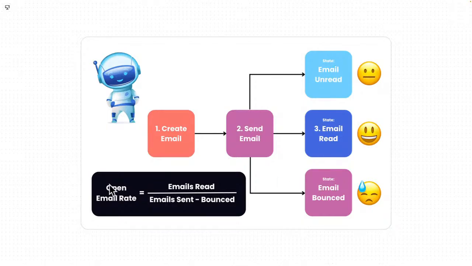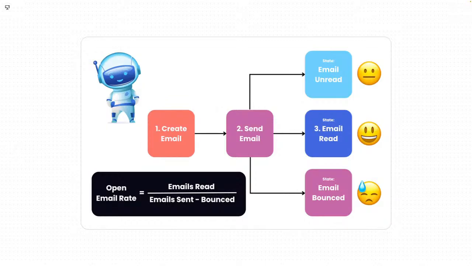And how we track email open rate is just a ratio of your emails read to the total number of emails that are received. So here I have emails sent minus emails bounced. So you want to check the total emails that are read against the total number of emails that are actually received by your users. And this is your email open rate for all the emails that you send out.